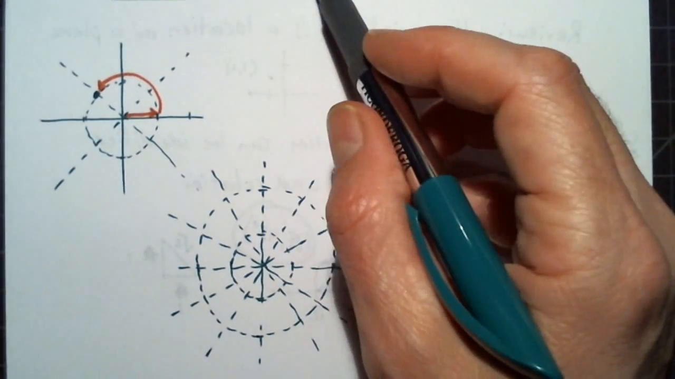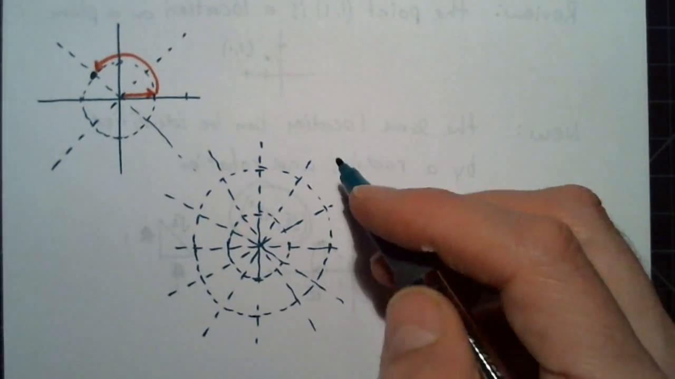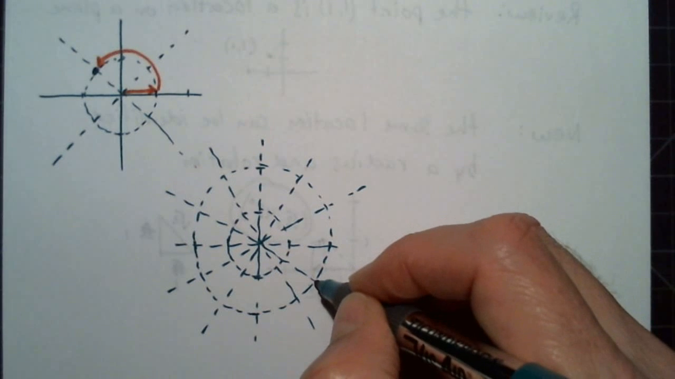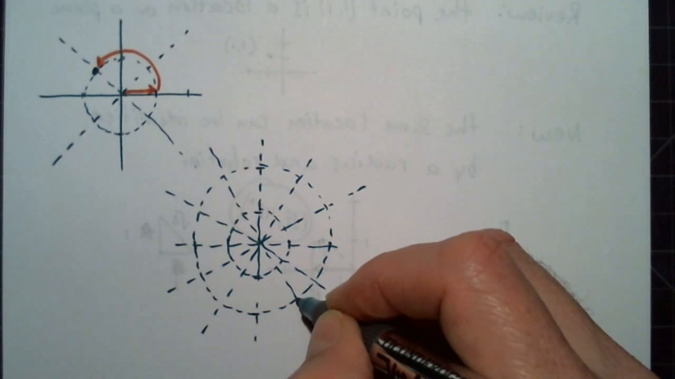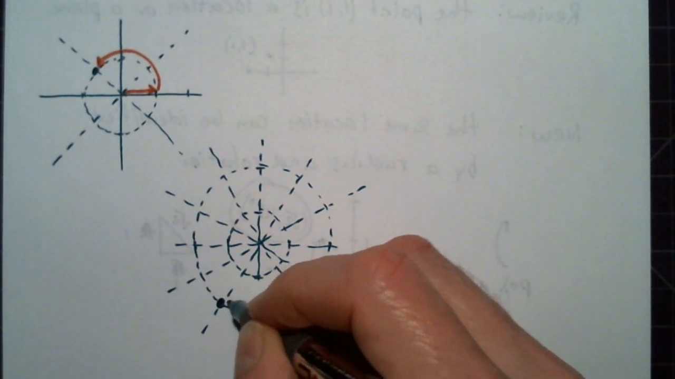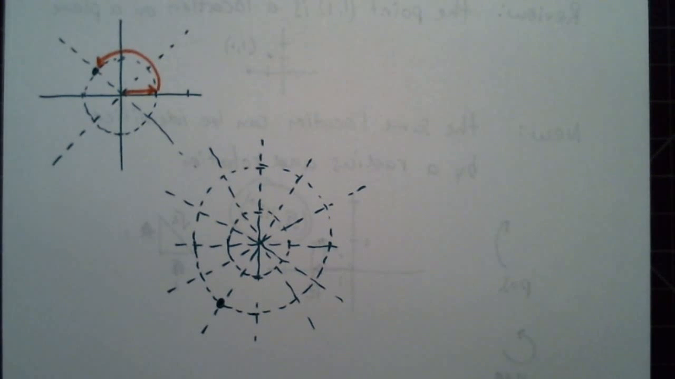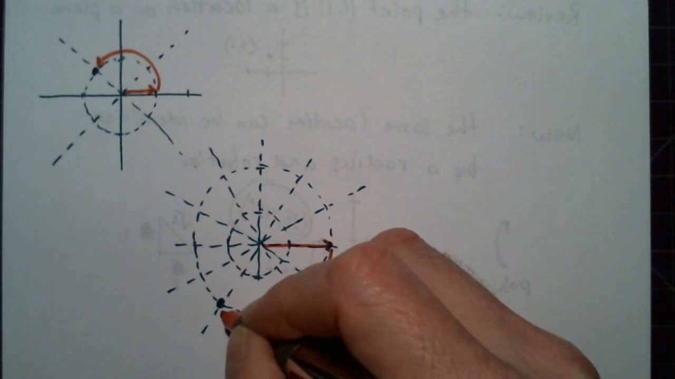We're going to go out 2 and rotate negative 120. So we have to go out to 2 and then rotate 30, 60, 90, negative 30, negative 60, negative 90, negative 120. That's where the point will be. And we think of going out to 2 and rotate negative 120.